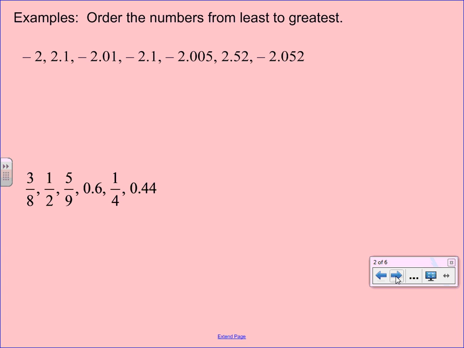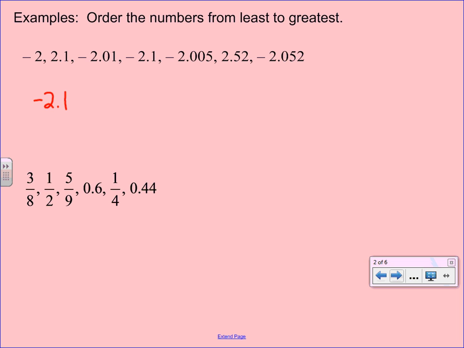In the following examples, we're going to take a list of numbers and just put them in order from least to greatest. So I'm going to start with this list of decimals. It's kind of tricky because they're all positives and negatives, and a lot of them start with 2. So we want to look for the negative numbers first, and in those negative numbers, we want to think about which negative number would be the furthest to the left. For this list, we're looking at negative 2.1.